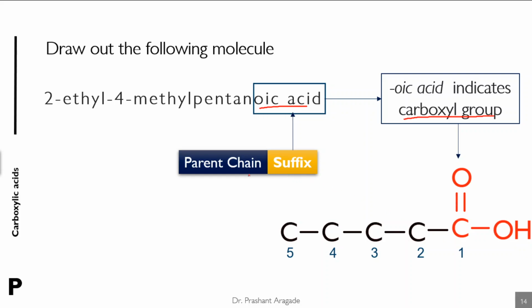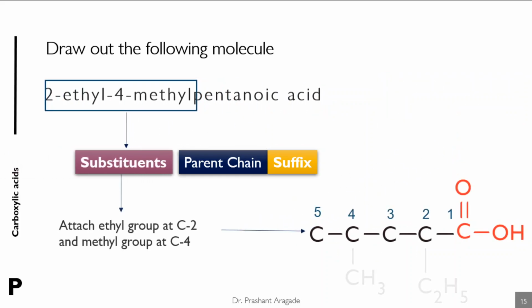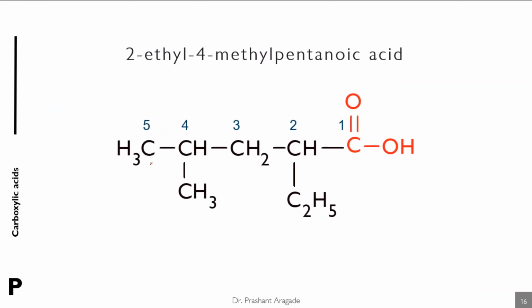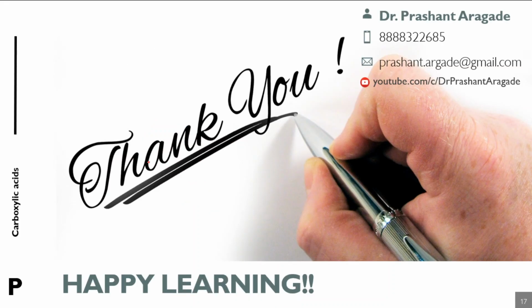Now shift towards the substituents, and the substituent is 2-ethyl, which means you have to attach an ethyl group at the 2 position and a methyl group at the 4 position. So just attach methyl at 4 and ethyl at 2. Once you have done all the things, then just supply the hydrogen atoms to each carbon atom to complete its 4 bonds. Remember, carbon only has 4 bonds. So this is all about the IUPAC rules for naming the carboxylic acids.